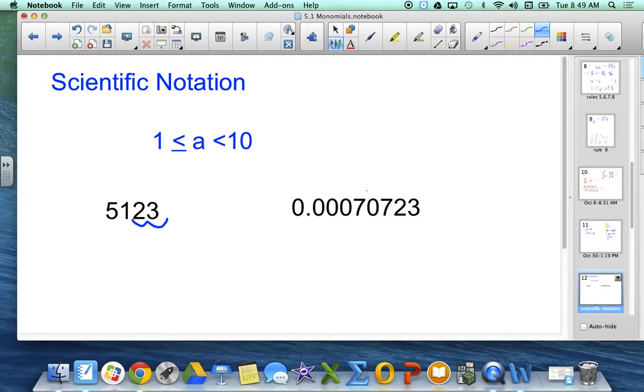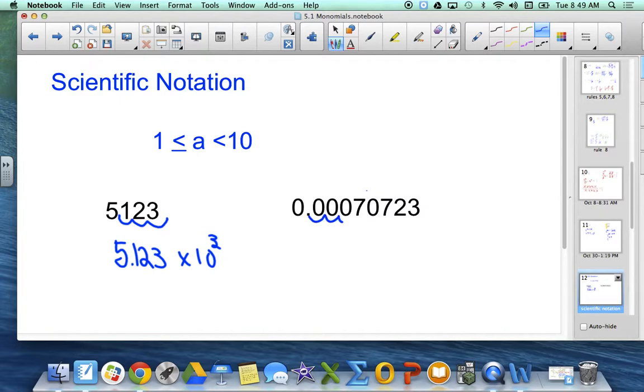So, if we were to change this number 5,123 to scientific notation, we're going to move our decimal place 3 places to the left. That number is between 1 and 10. So 5.123 is between 1 and 10. And so times 10 to what power? The third power. If the number starts out greater than 1, the exponent's going to be positive. If the number starts out less than 1, the exponent's going to be negative.